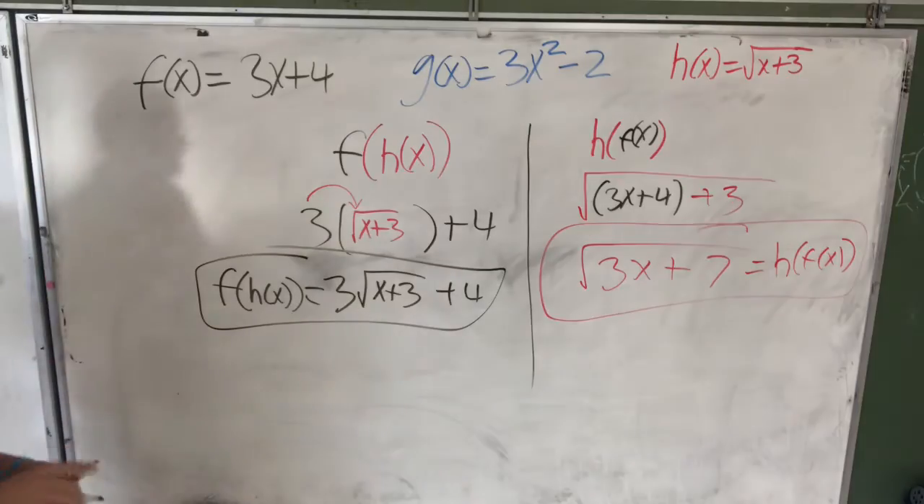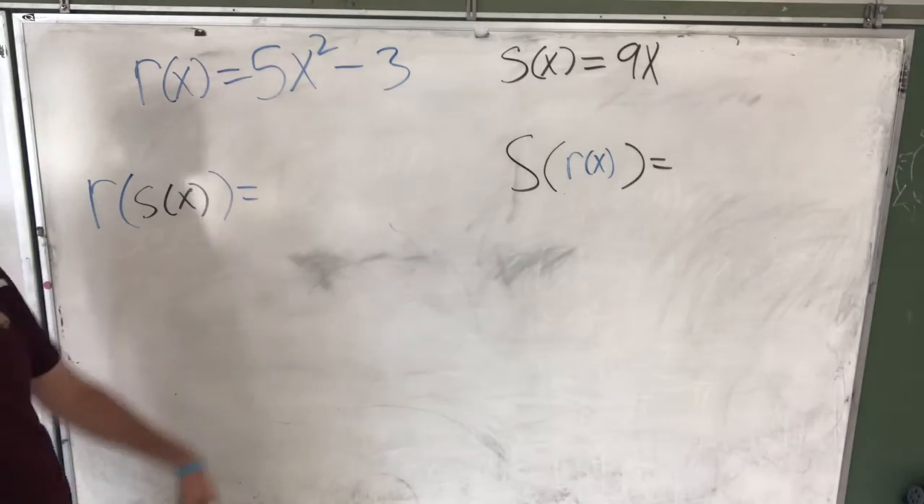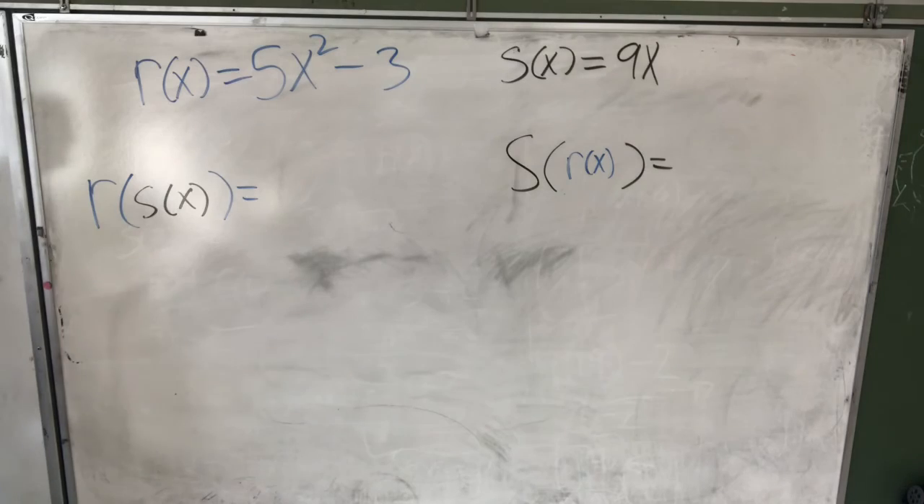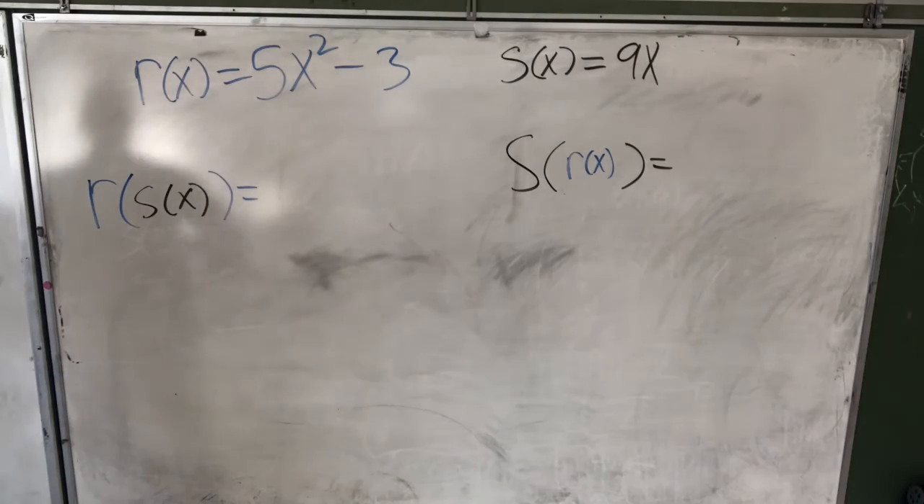Okay. I'll do one more example for you guys. Hey guys, so here's a new problem for you. All right, we want to find r of s of x and s of r of x. Okay? Give it a try. Pause the video if you need to. This is the last 2 examples that we're doing.